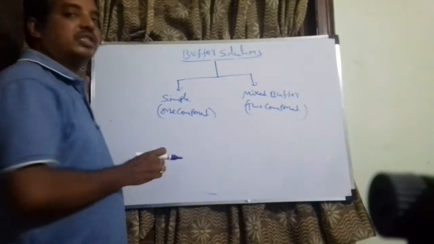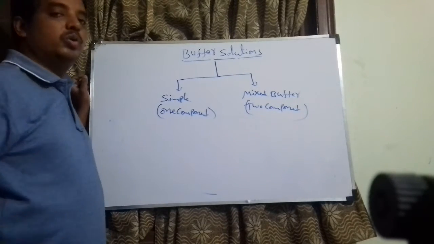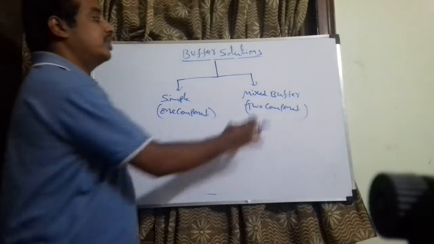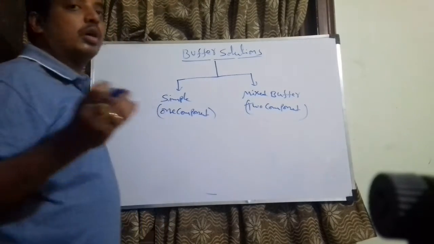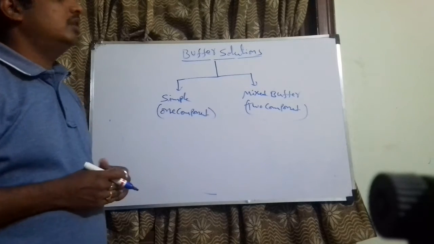One component means one salt or one acid, any one; that is also called a simple buffer. A mixed buffer contains two components, acid and salt, so both are mixed with each other. It is also known as a mixed buffer.